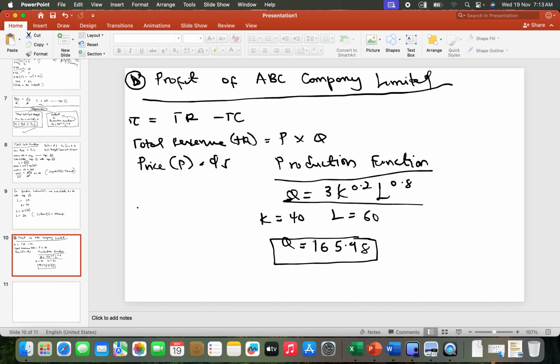So now I can find total revenue. Since I know total revenue is price times quantity, total revenue becomes the price in the question, 5, times 165.98. So total revenue will give us 829.9.